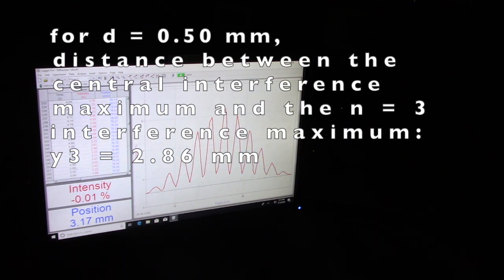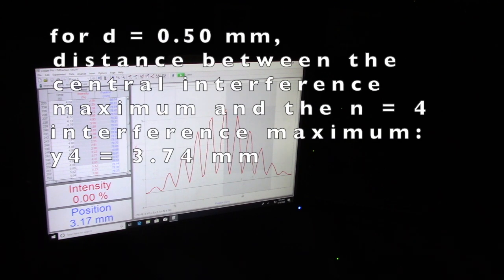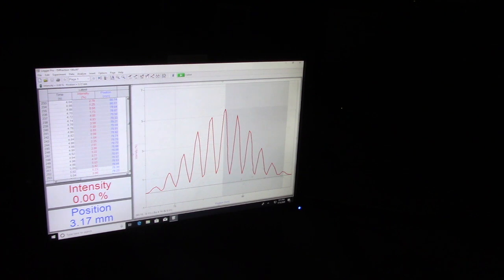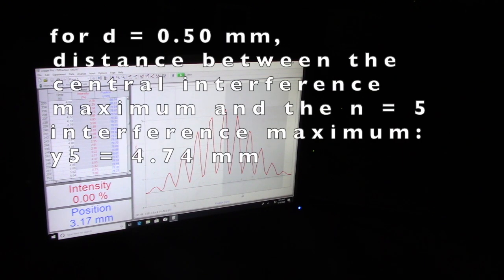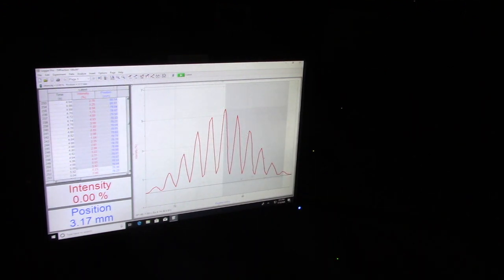Do the same thing for n equals 4. Now that distance is 3.74 millimeters. And then finally, we'll do n equals 5. There's the fifth maximum down here. That distance is 4.74 millimeters. So in this one measurement, we were able to find the distance from the center to all of these different n values of the maximum.